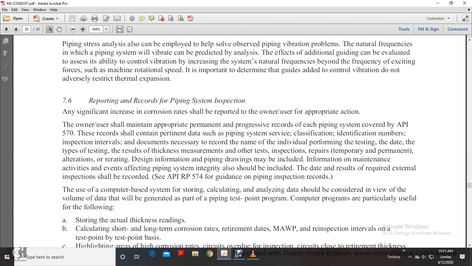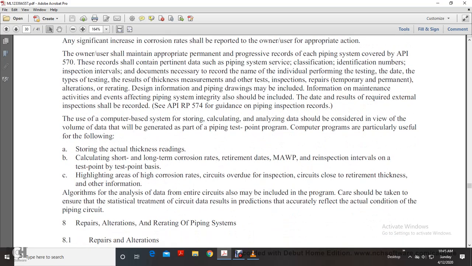integrity should also be included. The date and the result of the required external inspection should be recorded. API Recommended Practice 574 gives guidance on piping inspection records.